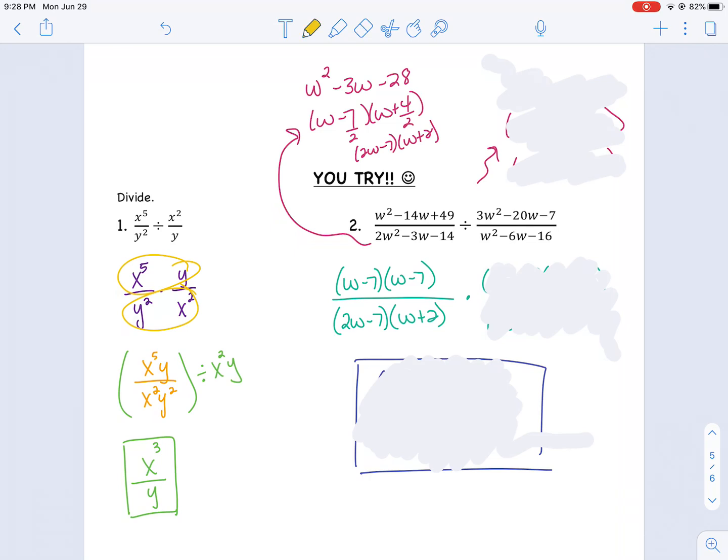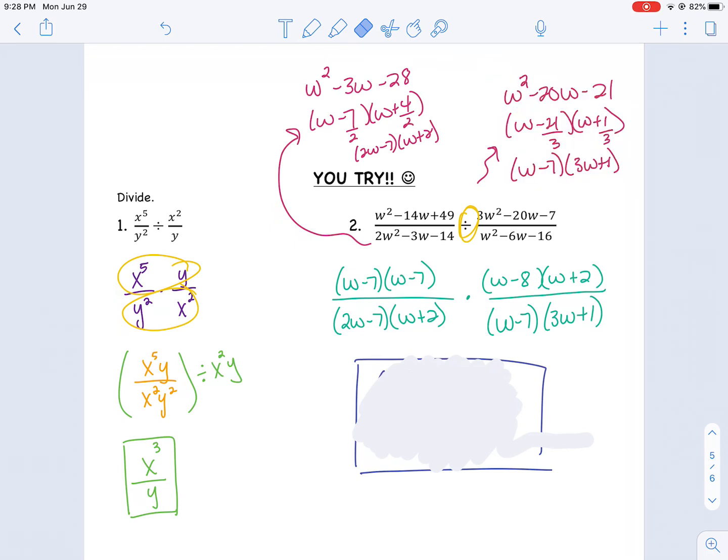All right, I changed the division into a multiplication, and then I flipped my second fraction. I multiplied by the reciprocal. That means my w squared minus 6w minus 16 went up to the numerator, and I factored that into a w minus 8, w plus 2. My 3w squared minus 20w minus 7 is a bottoms up factoring. That went down to my denominator, and I factored it using bottoms up. That's how I got the w minus 7 and the 3w plus 1.